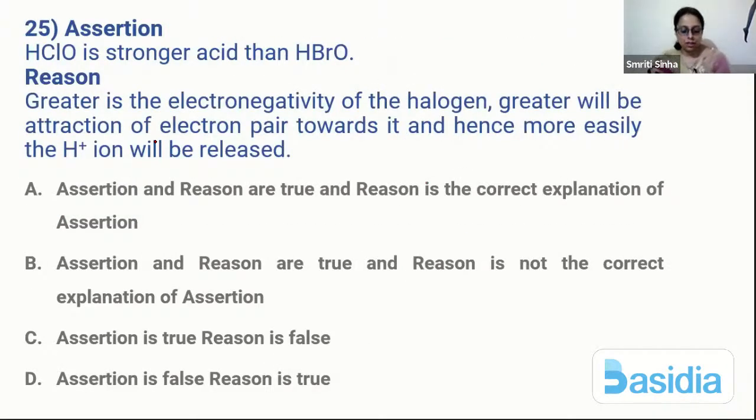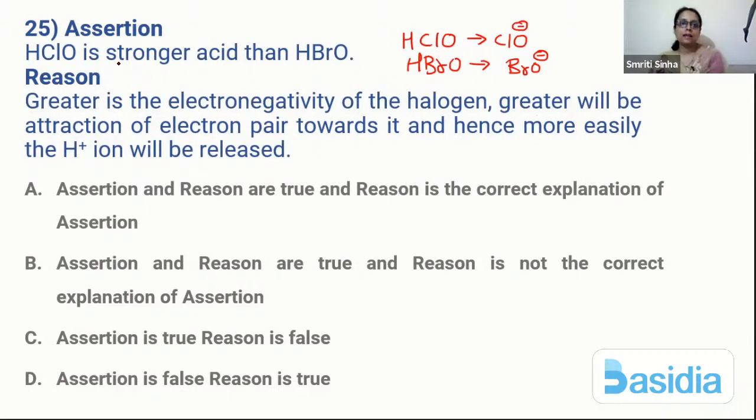Next, assertion: HClO is a stronger acid than HBrO. Okay, so correct reason: see, greater is the electronegativity of halogen, greater will be the attraction of electron pair towards it, and hence more easily H plus ion can go. So what they are saying is that if HClO loses its hydrogen, it will form this. Here also HBrO loses its hydrogen, so it will form this. The more electronegative atom, the more it will stabilize the O negative charge, the stronger the acid.